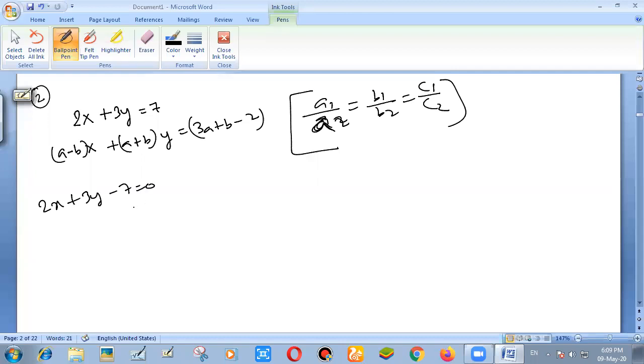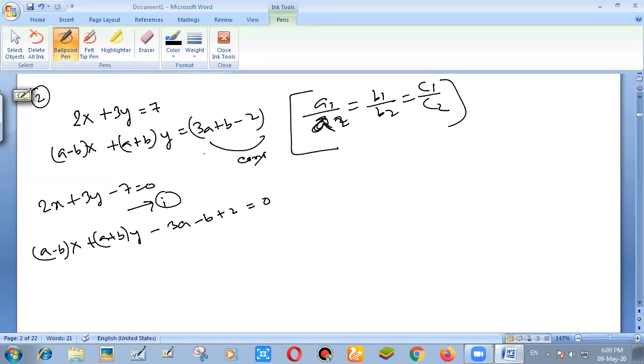So we write the question like this. If you take this constant term to the left hand side, it will be minus 3a, then minus b, then this minus 2 will be converted into plus 2. Clear? Yes or no?